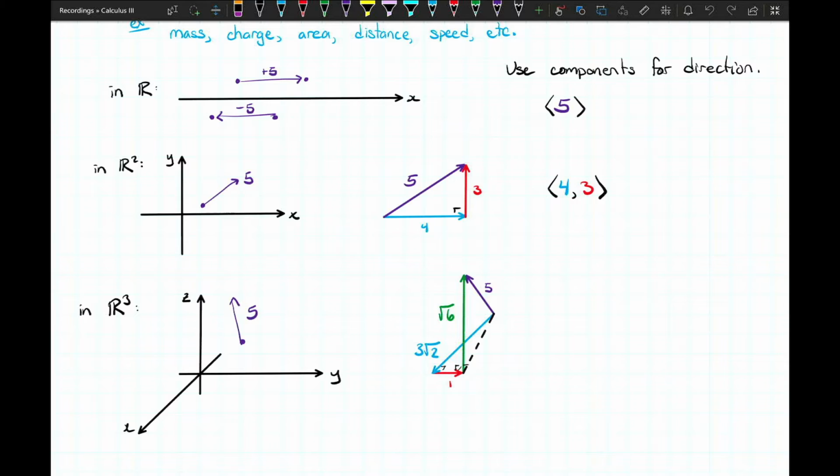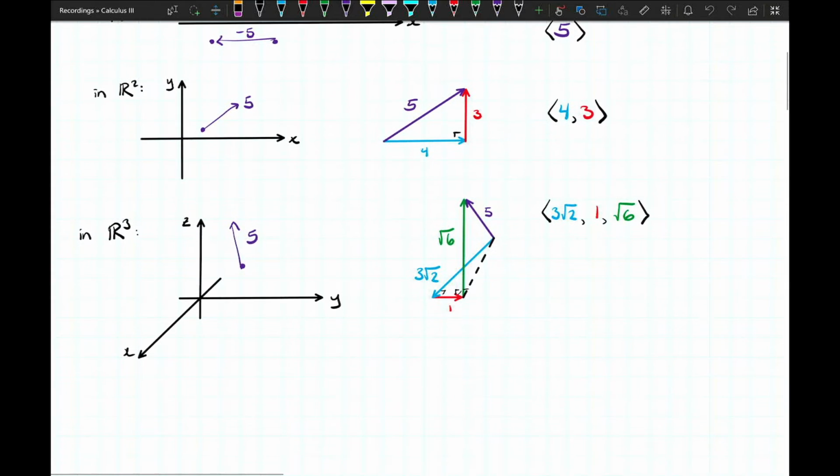Well, in that case, then we could just label that vector in component notation 3 root 2, comma 1, comma root 6. And that tells us exactly how many steps to take in each of those 3 different directions to get the overall vector of 5. So in general, in n-dimensional space, a vector would have n components: A1, A2, A3, and so forth, all the way up to AN.